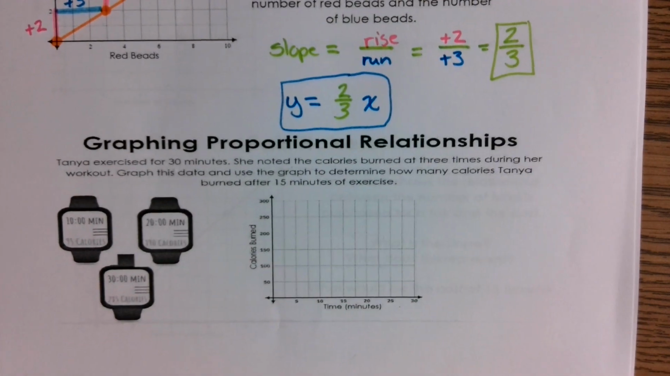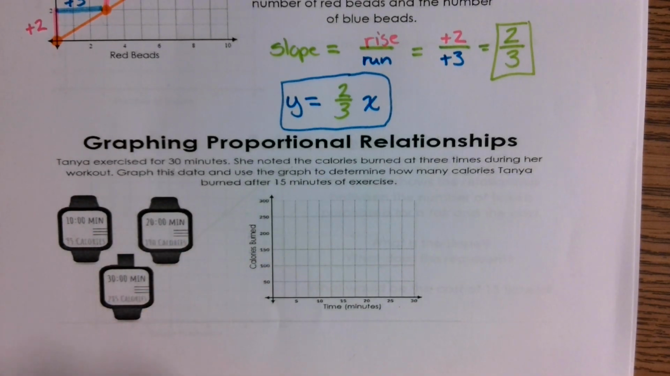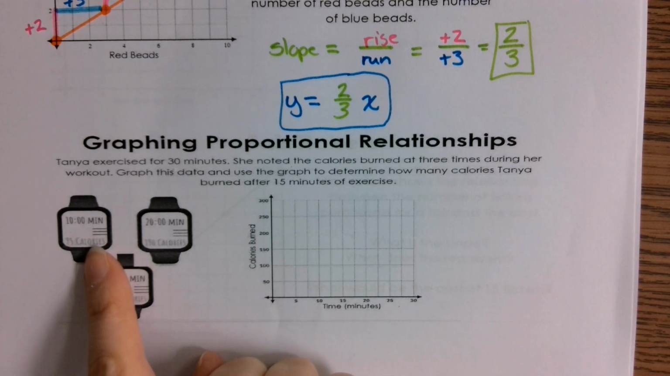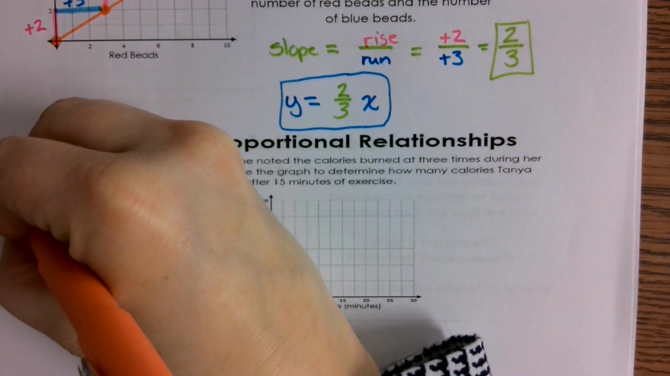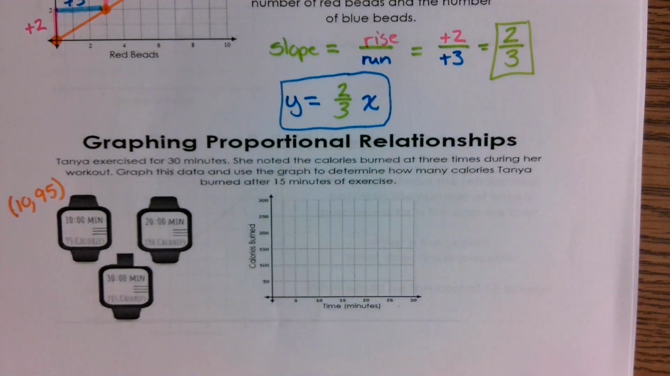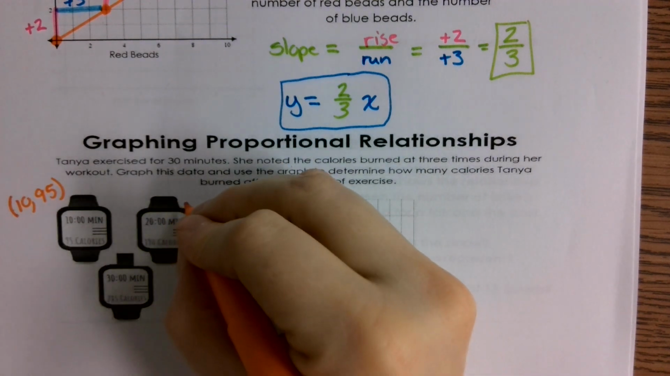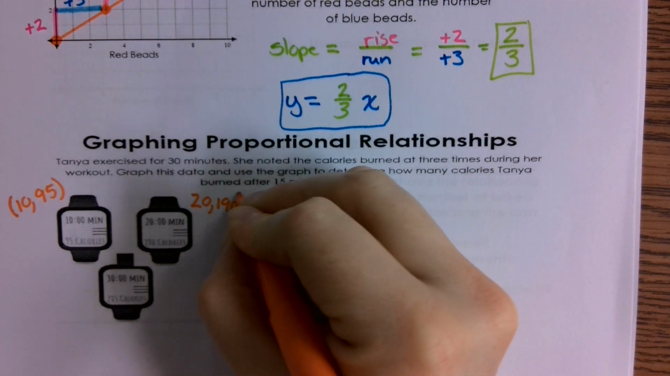So we have a series of points or representations on a watch from Tanya, who was exercising for 30 minutes, but every 10 minutes she was checking her watch to see how many calories she burned. So at 10 minutes she burned 95 calories. That would represent 1 point, the point 10, 95. At 20 minutes it's 190 calories, so that represents 20, 190.